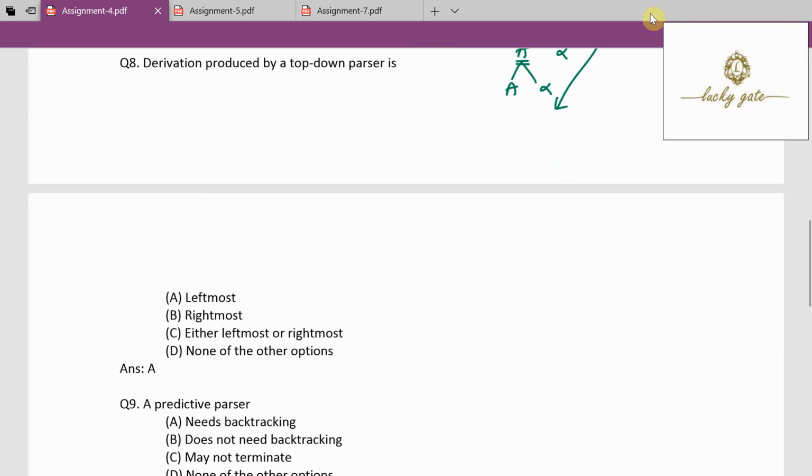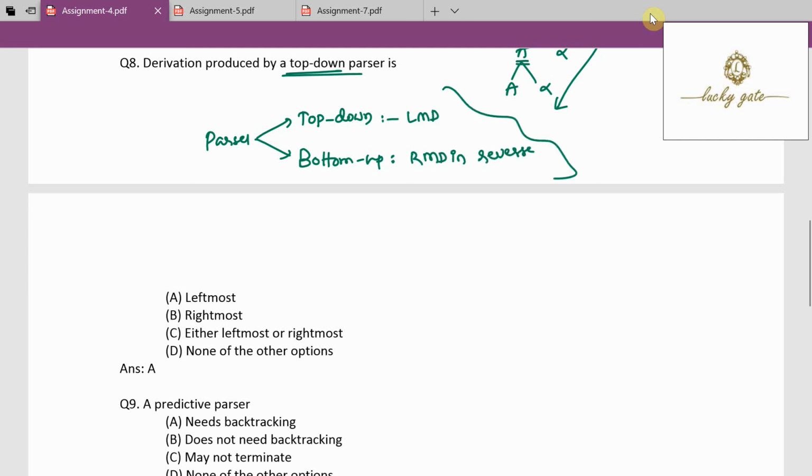Question number 8. Derivation produced by top-down parser. Here we have two types of parsers called top-down parsers and bottom-up parsers. Here the concept is, all the top-down parsers use leftmost derivation and all the bottom-up parsers use rightmost derivation in reverse, and it is an important point. Now the question is, derivation produced by top-down parser is leftmost, that is option A.